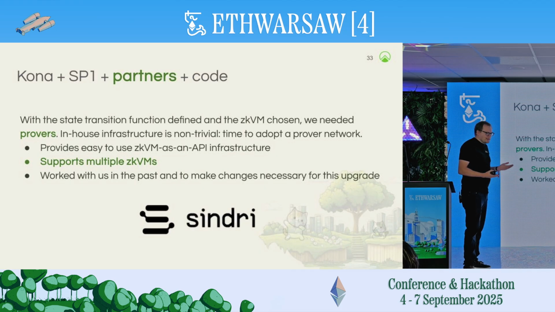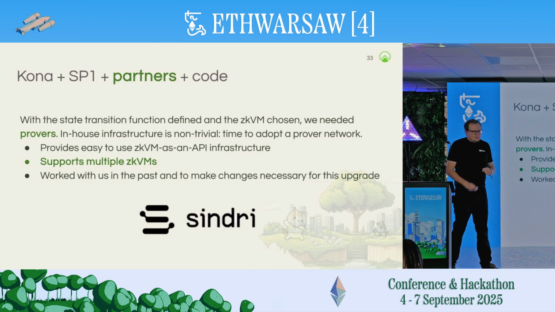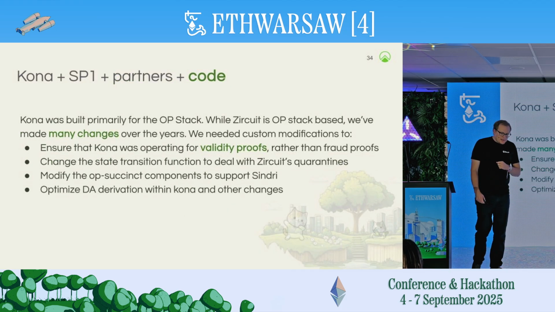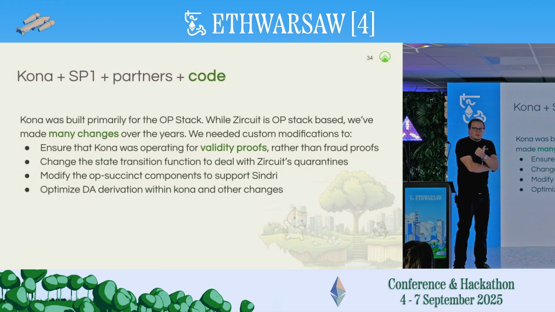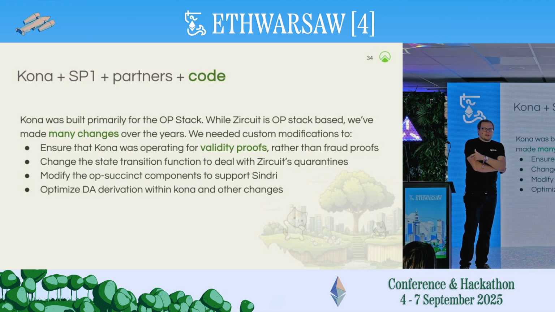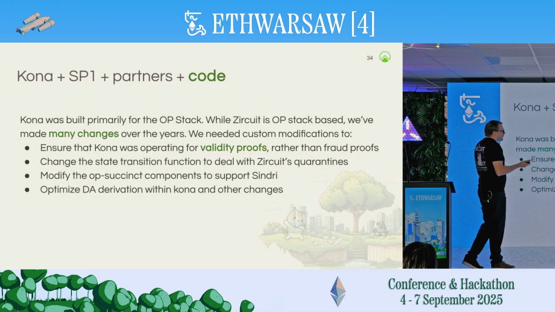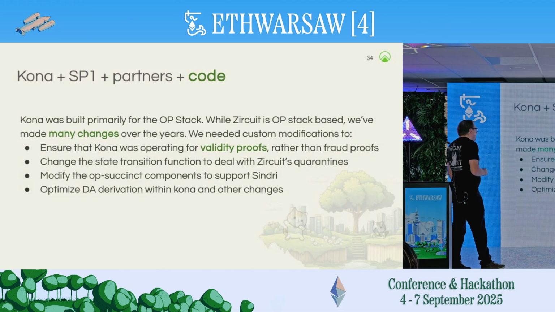And they provide a nice zkVM API infrastructure, so we just send them the things we want to prove. They come back with a proof, we're happy. And so what did we have to change? Well, we had to change a lot of things. First, Kona was built for fraud proofs. We wanted to be validity proof, so we had to make sure it proved every single block rather than just when things were challenged. Other code bases started down this route, like Kailua. We found it was easier and more performant to modify Kona in the ways we cared about.